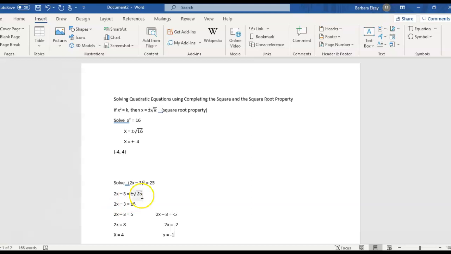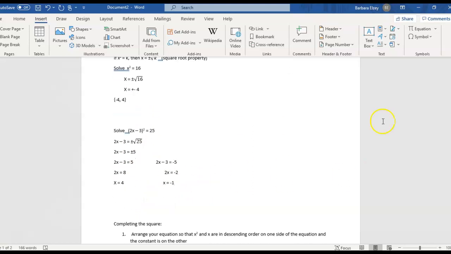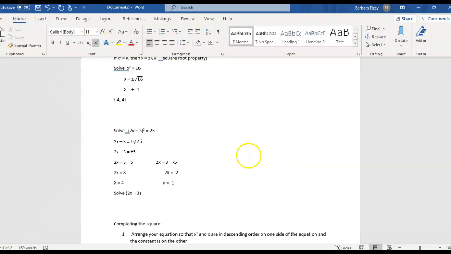Now realize, if that 25 had not popped out of the square root, we would still have solved this thing. Perhaps I should do one more that actually shows it not coming out. Let's solve this one here. Same idea. Notice it's almost exactly like this one. I just changed this to a 24.